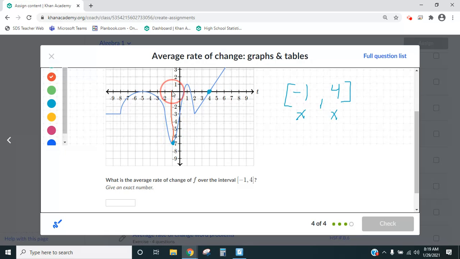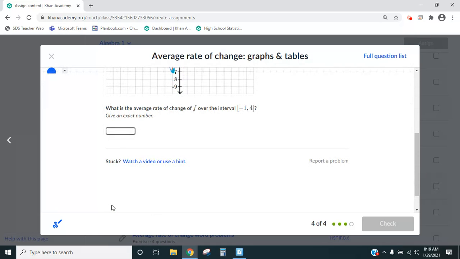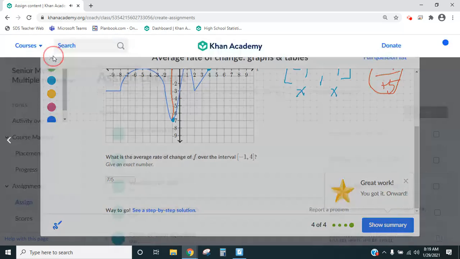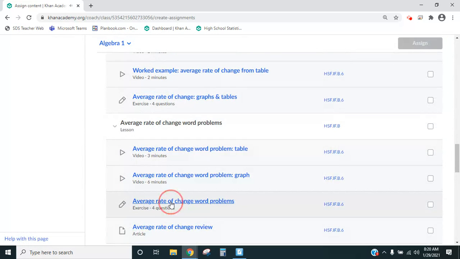Well, it went up, right? How much did it go up? Yeah, it went up 7. And then how much did it go over? Yeah, and they're both positive, right? Up and right, both positive. So what's the average rate of change? 7/5. Now, you will get some funky fractions on here, so don't think you're wrong if you get some weird fractions that can't be simplified, all right? That's the average rate of change. Now let's do the second assignment, the word problem one.